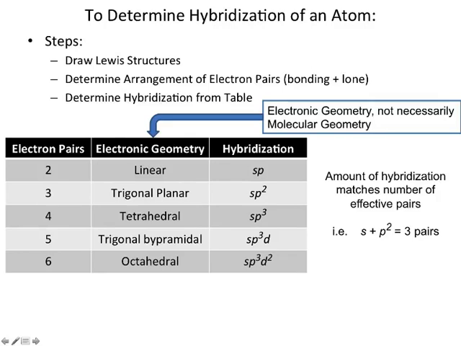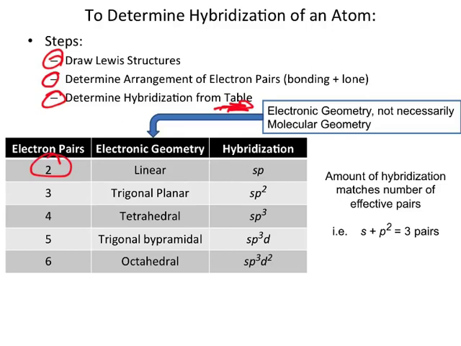Now, here's the process. If you want to determine the hybridization of a central atom, first you have to draw the Lewis structure, and then you have to determine the electron geometry. What's the arrangement there? Then from that, you can determine the hybridization based on how many electron pairs there are. And you can read this from a table, or you can kind of logic it out.